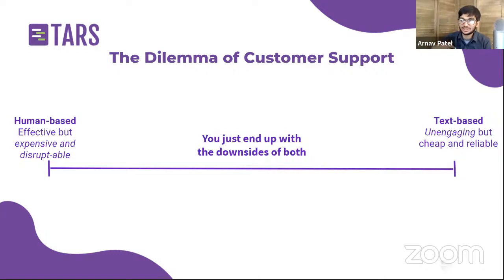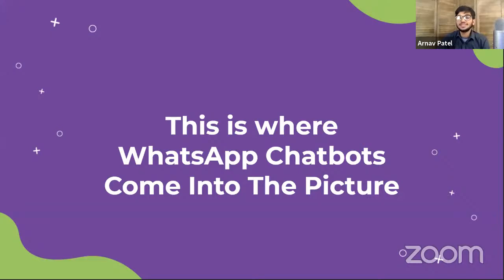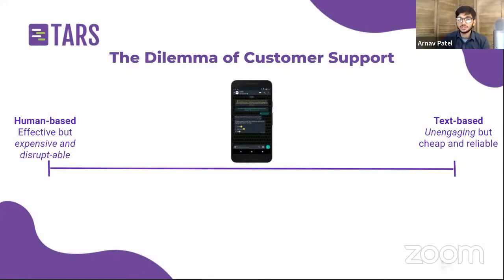And then they end up calling your call center, or they go to your live chat and they get stuck waiting in line or in an IVRS system, and they get frustrated. So you just end up with the problems of both. And this is where WhatsApp chatbots come into the picture. WhatsApp chatbots sit in the middle of these two approaches to customer service.